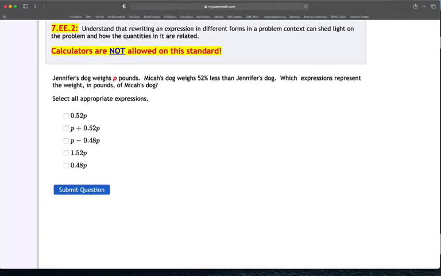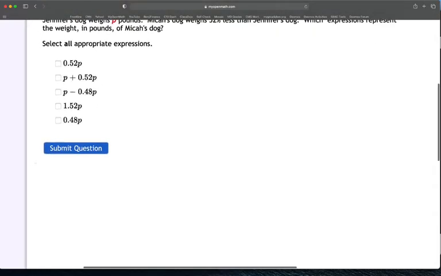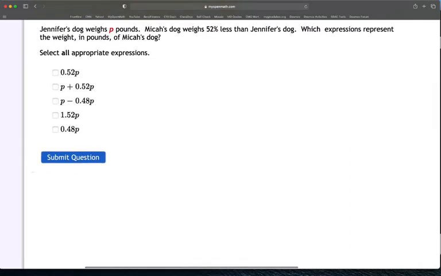In the standard 7.EE.2, where we are asked to understand that rewriting an expression in different forms in a problem context can shed light on the problem and how the quantities in it are related. A reminder that calculators are not allowed in this standard. So let's pretend that we are presented with the problem.